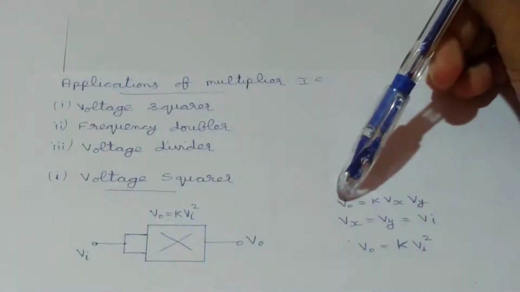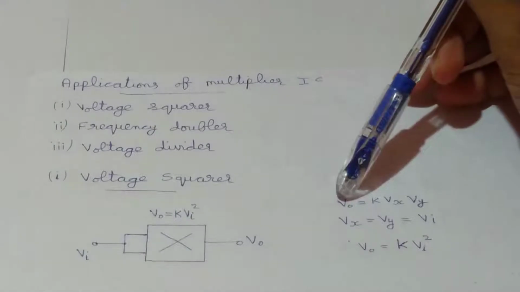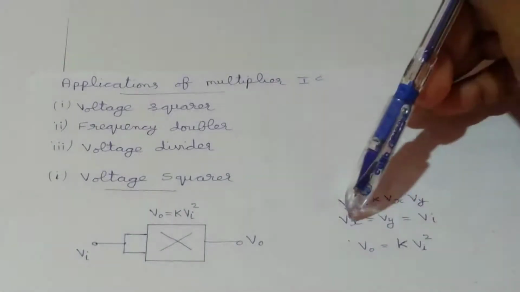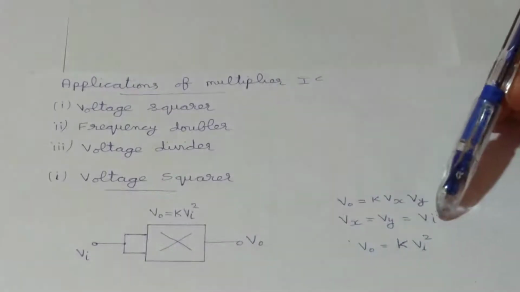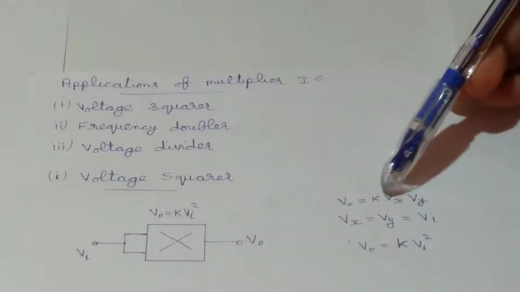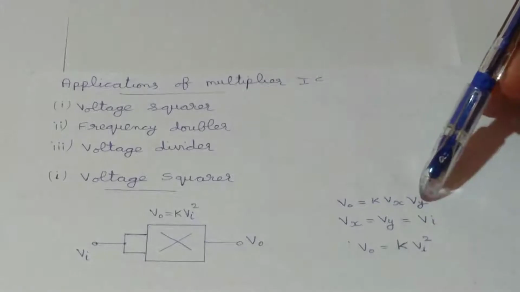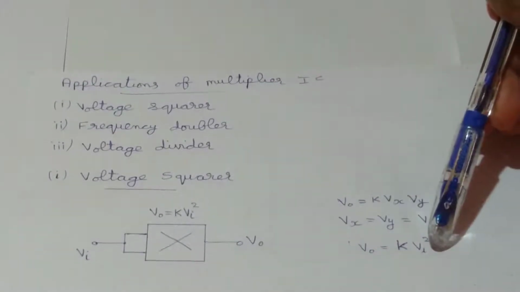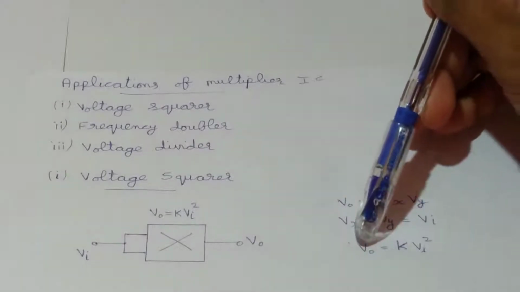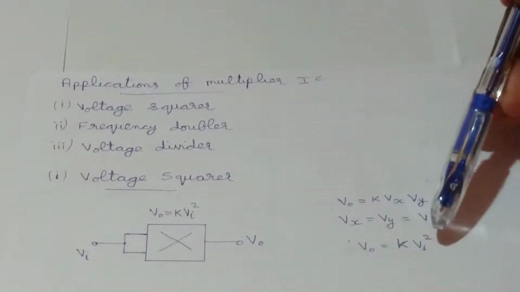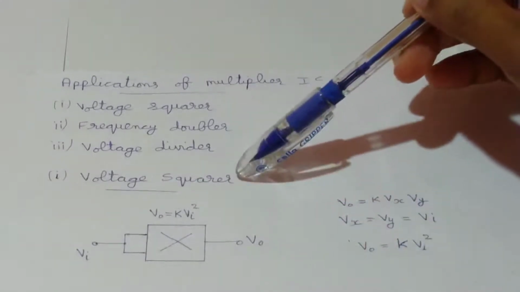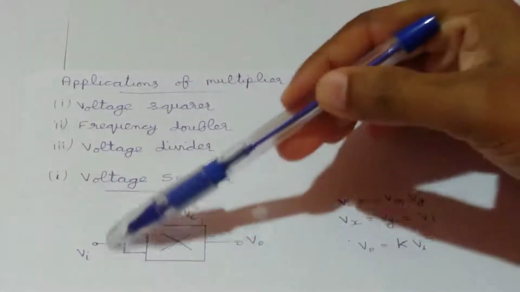We know the output voltage Vout of the analog multiplier is Vout equal to K into Vx Vy, and if Vx equal to Vy equal to Vi, then Vout will be K into Vi into Vi. Hence Vout will be equal to K into Vi square. So we can see the output voltage Vout is proportional to the square of the input voltage, and hence we will get a voltage squarer circuit by using this arrangement.